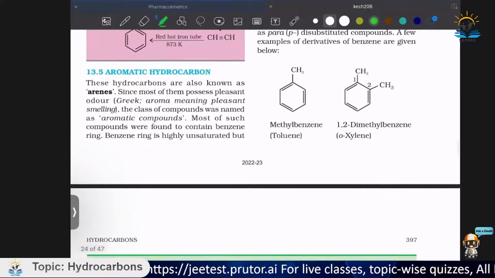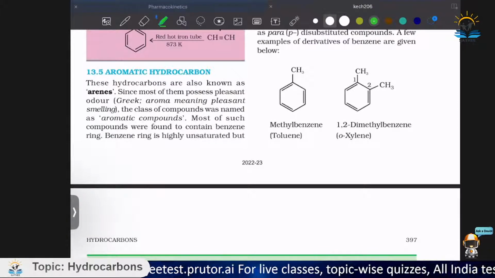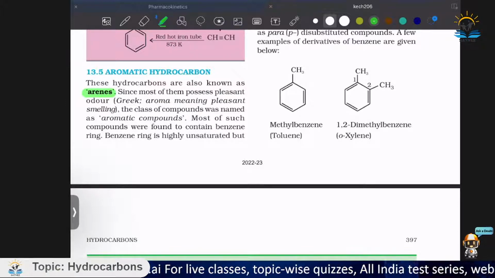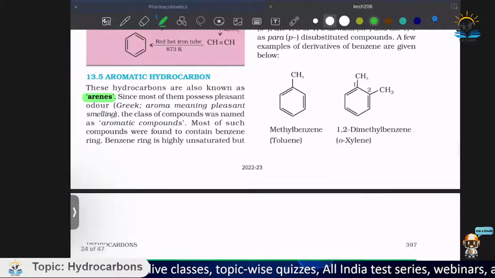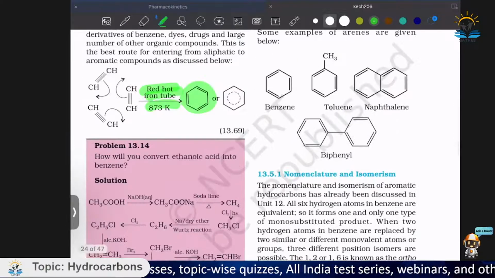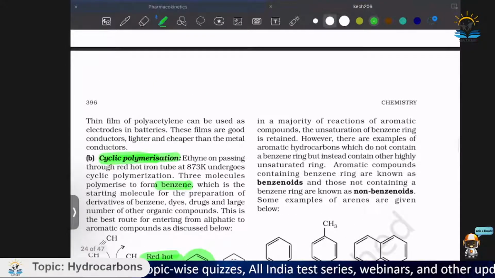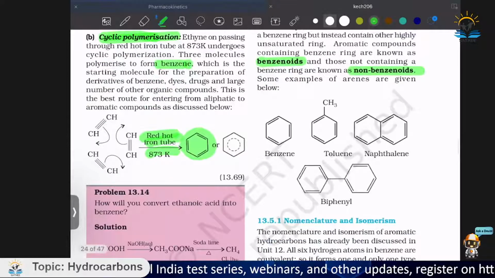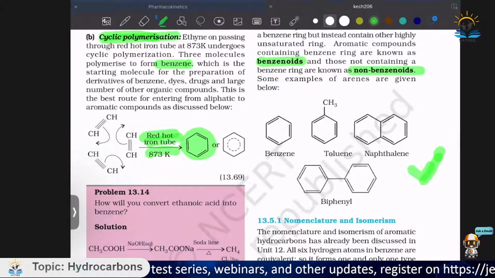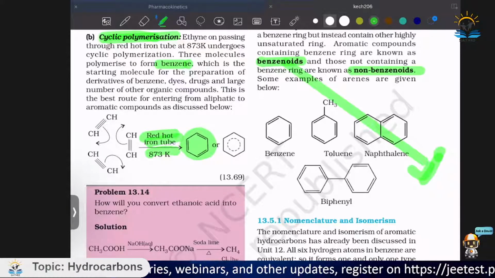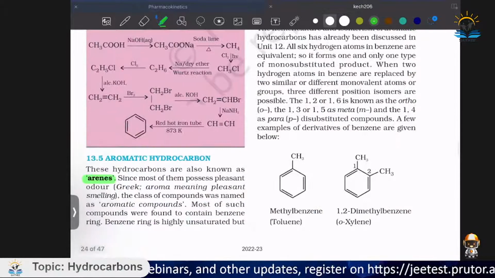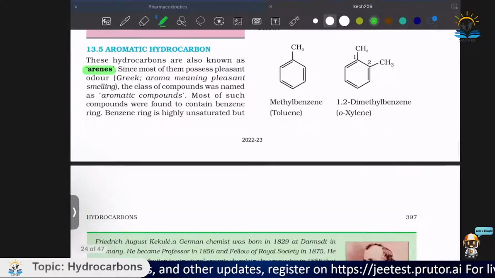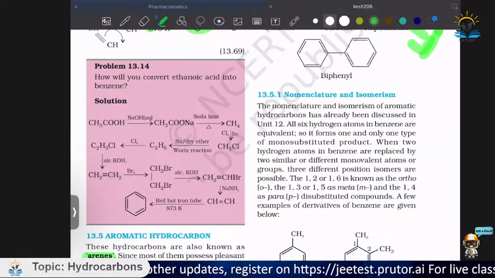Now, aromatic hydrocarbons are also known as arenes: alkanes, alkenes, alkynes, and arenes. Most of them contain a benzene ring, so they are classified as benzenoids and non-benzenoids. If they don't have a benzene ring, they are non-benzenoid. These are some benzenoids. Some non-benzenoids I will show you later. But first, let us see what an aromatic hydrocarbon is.